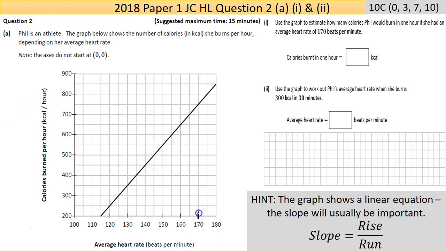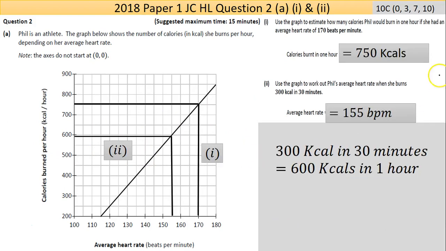So the thing we're asked to look at now, using a ruler, bring it up in a straight line to touch the graph, then read off its corresponding reading, which should be between 700 and 800, 750. So calories burnt in 1 hour should be 750 calories. Now the answer is done on the next page, I'm going to go to that. So that was part 1 there.